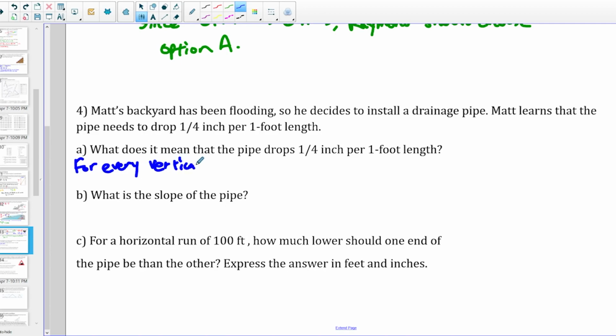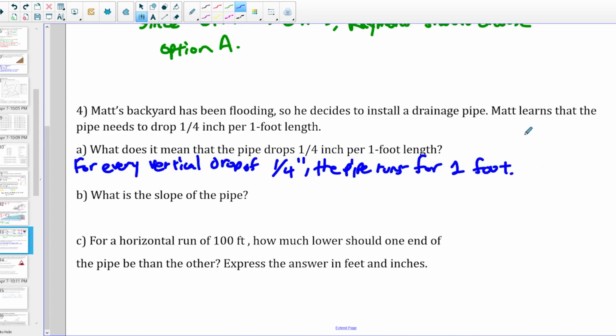vertical drop of 1/4 inch, the pipe runs for 1 foot. So we can imagine, basically we're saying if it goes down 1/4 inch this way, it's going to be 1 foot long this way. So we can give ourselves a little quick visual here, 1/4 inch here, and then 1 foot or 12 inches going that way. So we're going to figure out what the slope of the pipe is.